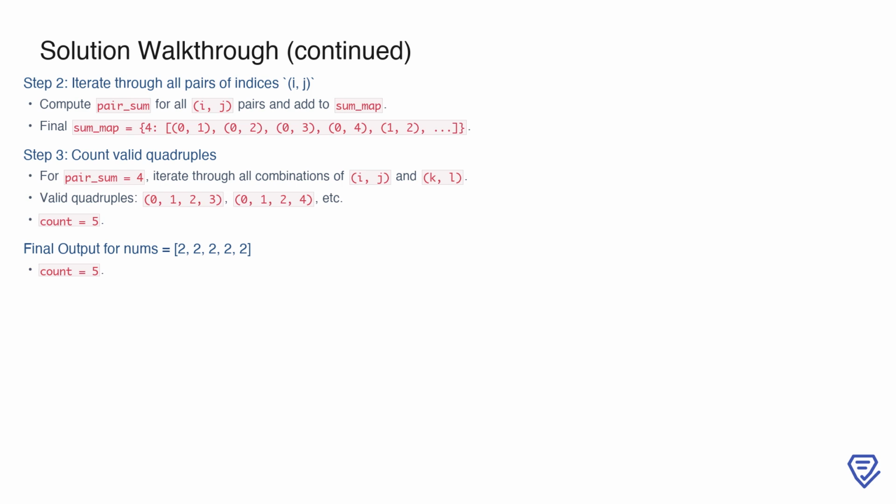For this input, we find 5 valid quadruples: (0, 1, 2, 3), (0, 1, 2, 4), (0, 1, 3, 4), (0, 2, 3, 4), and (1, 2, 3, 4). Thus, the final value of count is 5. This demonstrates how the solution handles cases with repeated elements effectively.